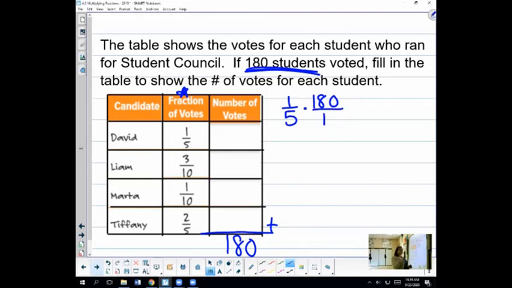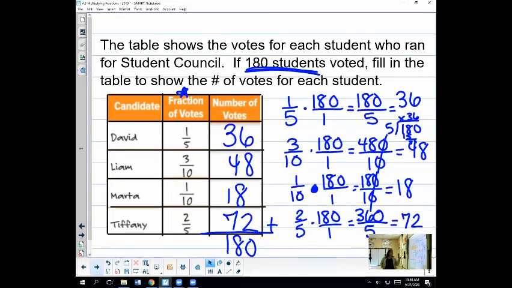Go ahead and pause the video and see if we come up with the same answers here. You should have got 36 people voted for David. If you notice, this is 1/5 for David. Tiffany was 2/5, so all you got to do is double that up. So you didn't have to do all of that. If you know 1/10 of 180 is 18, well, it will be 3/10. Just do 18 times 3. That's also another way you could have done that.